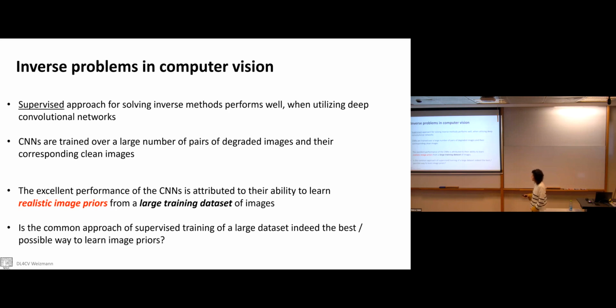Let's ask the question: is the common approach of supervised learning with a large database indeed the best and only possible way to learn an image prior? And the answer is no. You can do something else. But in order to explain it, let me show you what kinds of priors exist and how approaches are advancing in this field.